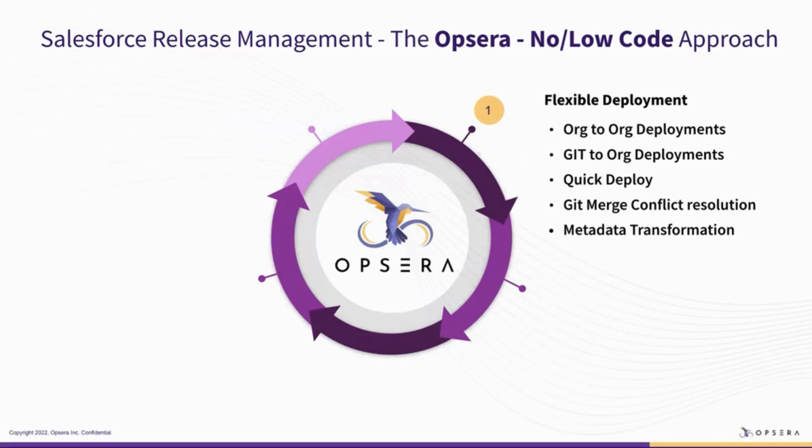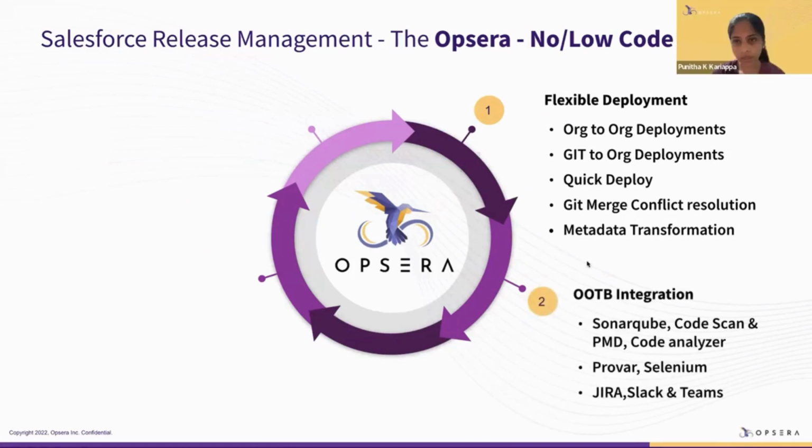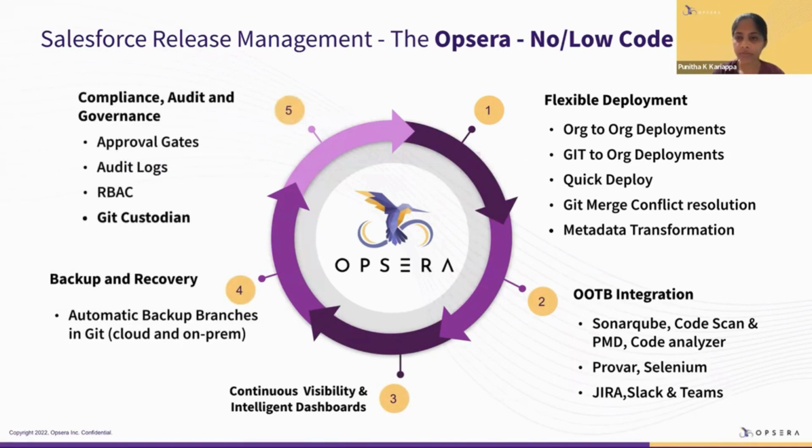So these are some of the key features which we provide in Opsera as a platform. I will quickly run through them. We have flexible deployment options like org-to-org deployment, git-to-org deployments, and quick deploy, which is used extensively these days so that we don't spend our weekends running the validation, git merge conflict resolution, and metadata transformation.